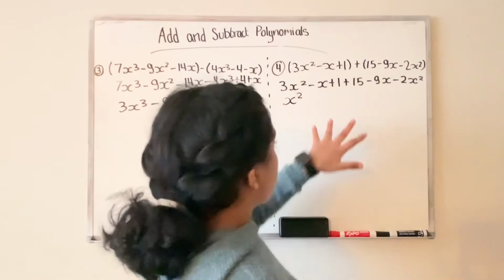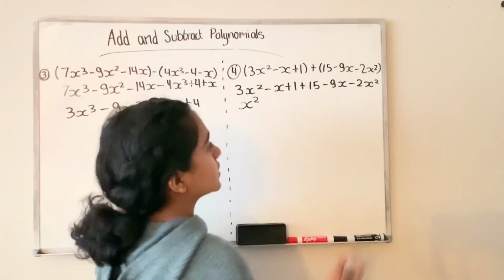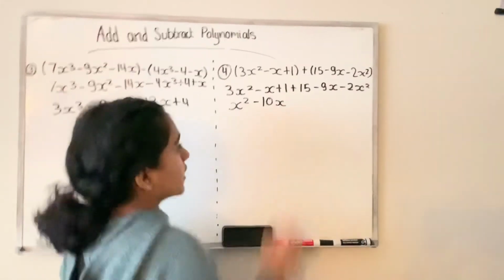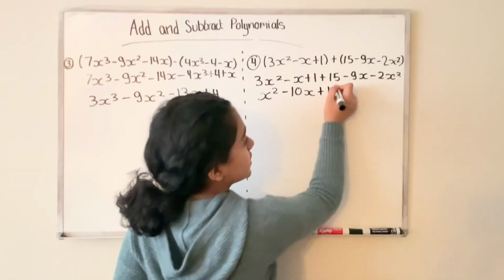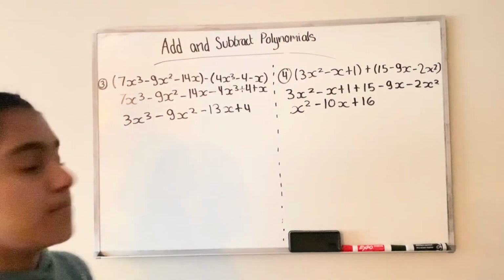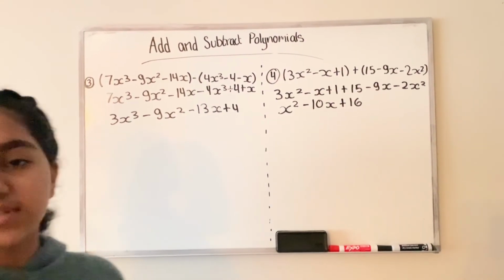So now we are going to combine the ones that have an x. So minus x minus 9x would be minus 10x. And then 1 plus 15 would be 16, so just plus 16. So this right here would be our answer for number 4: x to the second power minus 10x plus 16.